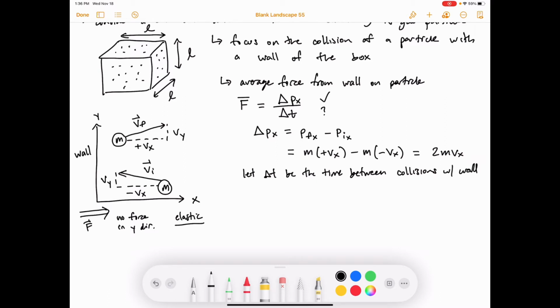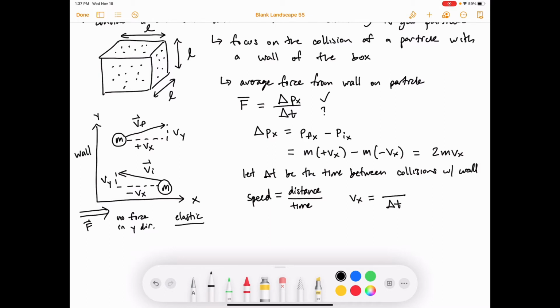So each time there's a collision with the wall, this is the change in momentum, delta p, but delta t is how long you have to wait between different collisions with the wall. To work this out, we'll simply use the definition of speed, which is distance traveled divided by time. And if we're talking in particular about Vx, the velocity along the x direction, and delta t is the time on the bottom, how far does a particle have to travel? What's the distance that corresponds to that?